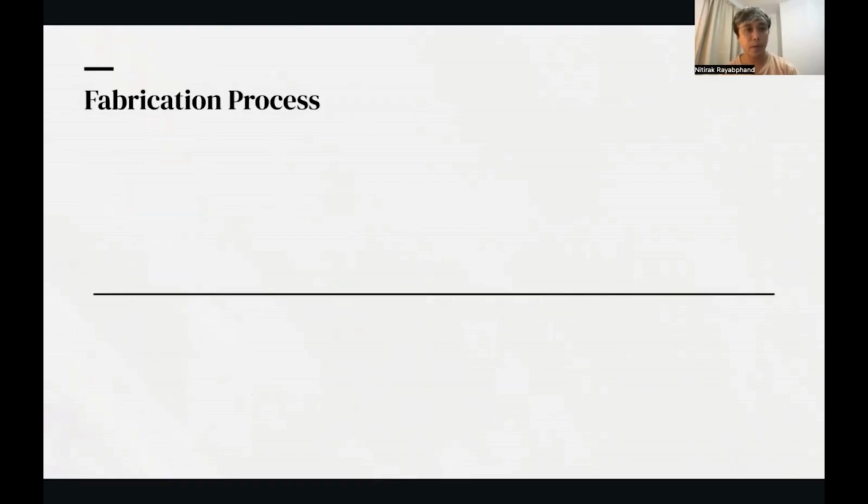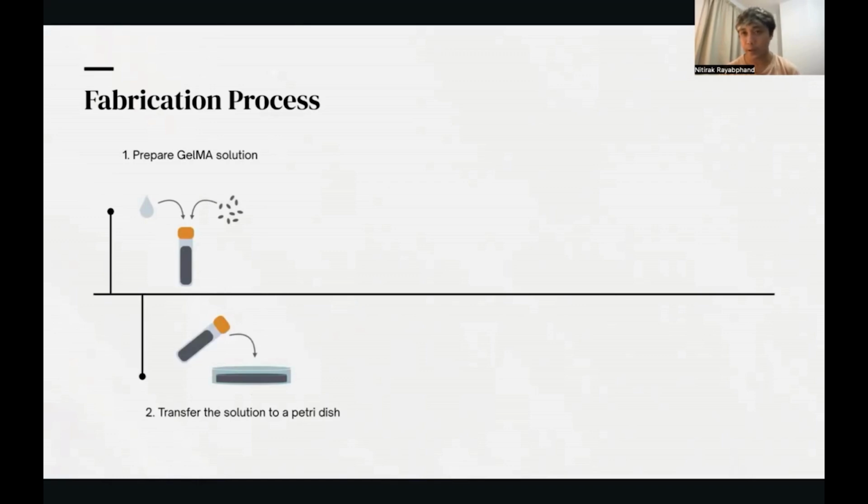And here we can go through the fabrication process. First, we need to prepare all of the material used. We need to prepare the gel solution using the material I have mentioned before. And then we transfer the solution into the petri dish and then move the petri dish into the Macedon.